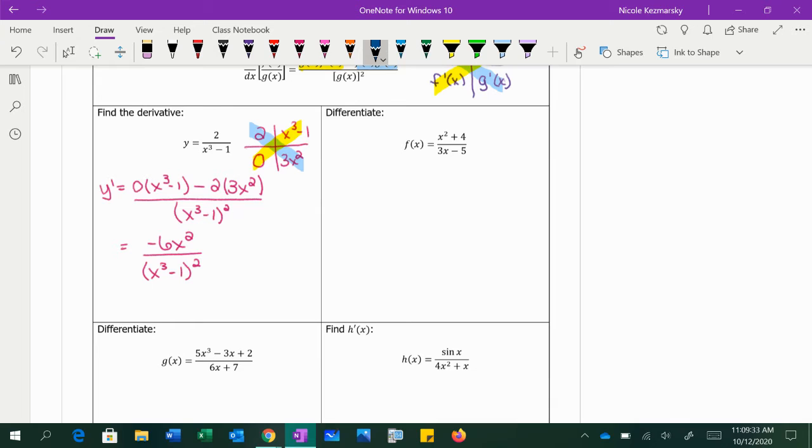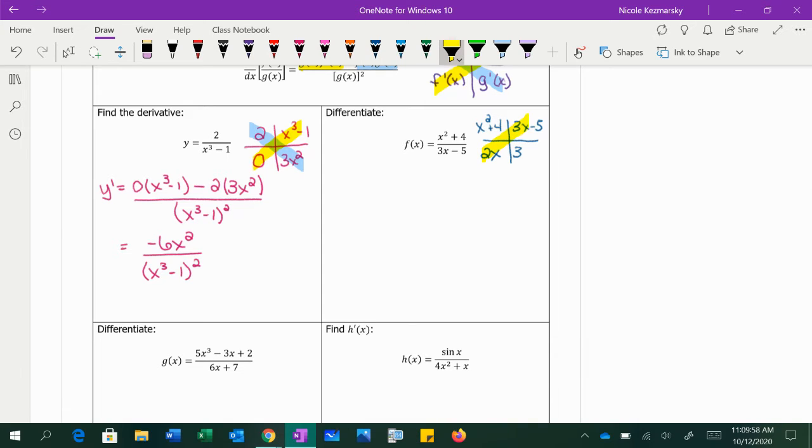So let's try the next one. For the next one, I'm going to set up my box. The numerator goes in the upper left corner. Denominator goes in the upper right. The derivative of x squared plus 4 is 2x plus 0. The derivative of 3x is 3, and the derivative of 5 is 0.